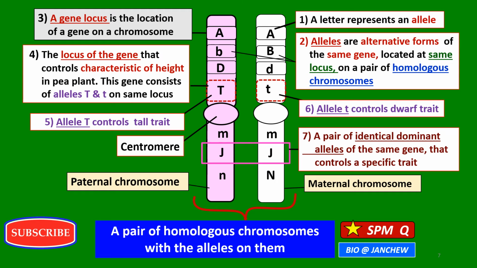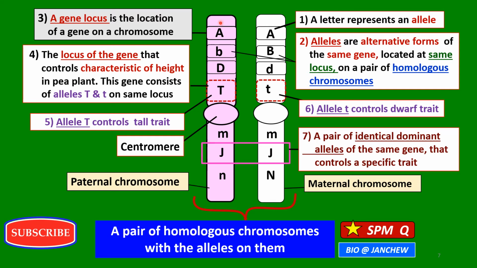This diagram is commonly asked in the SPM objective questions, so we have to understand what it means, right? Here we see a pair of homologous chromosomes with the alleles on them. So what are homologous chromosomes? Homologous chromosomes consist of 2 chromosomes that have the same structure, the same length, the same position of centromere, and they carry the same type of genes.